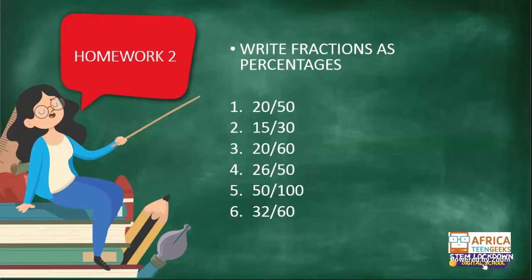Alright, let's move to number 2. 50%, that's correct. 50% for 15 over 30. Then let's move to number 3. We have 20 over 60.